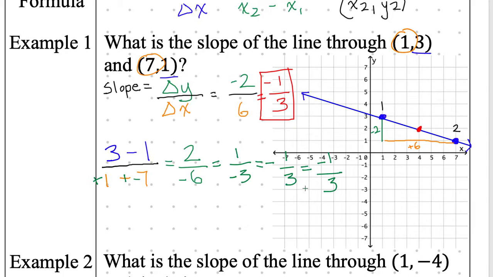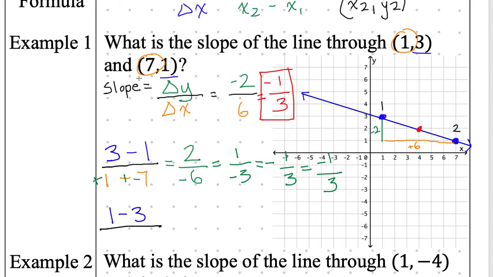I'm going to show you a whole other way to do example number 1. What if instead of doing 3 minus 1, we did 1 minus 3? What if I choose the second point minus the first point? This one you don't have to copy down. What if I did 1 minus 3? What would the bottom be if I'm doing the second point minus the first point? What would the denominator be? It is indeed 7 minus 1.